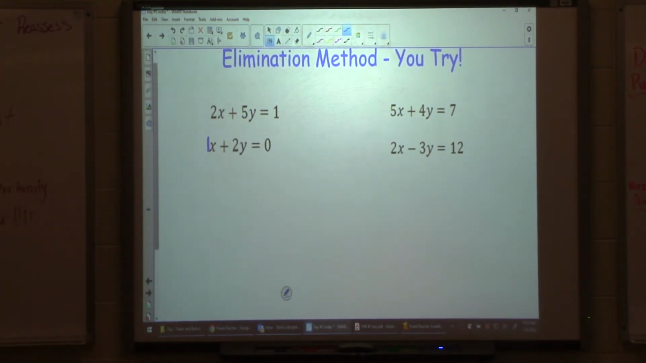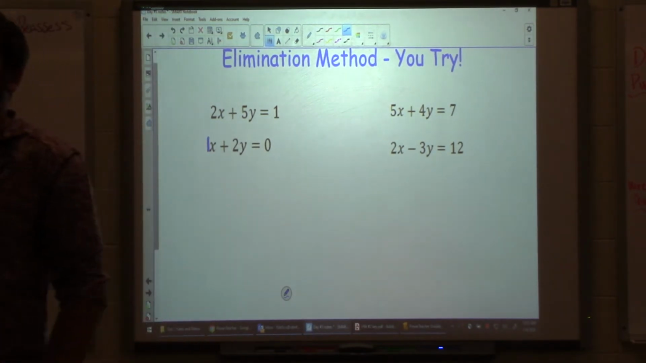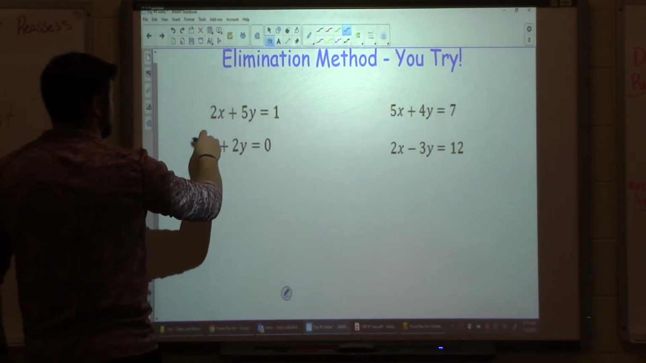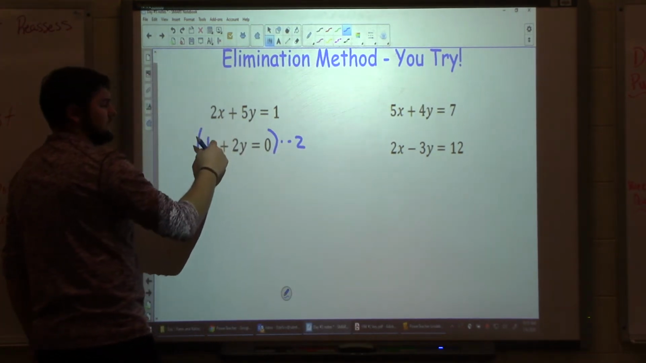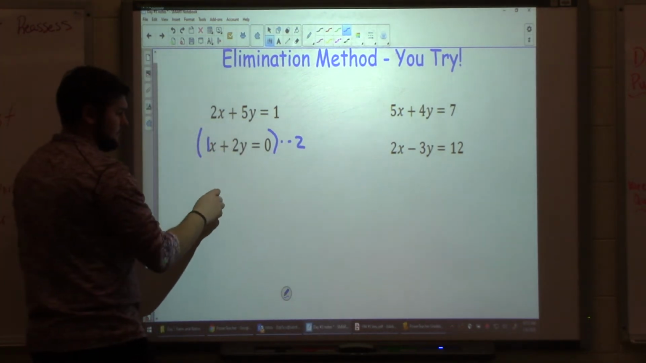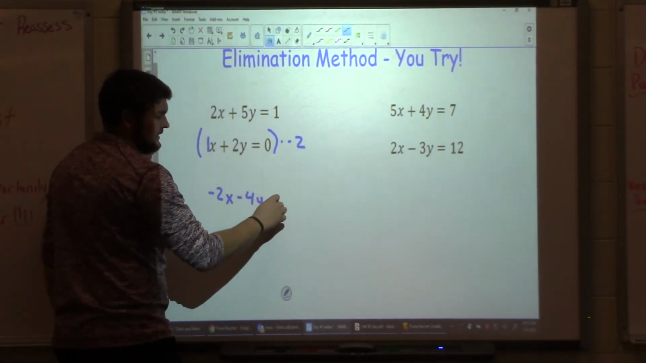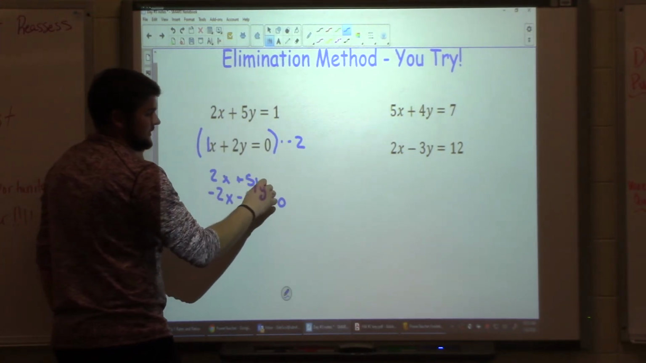Now, what could I multiply one of the equations by to get opposite coefficients? The negative 2 on the bottom. Guys, we are not always multiplying by the same numbers. It's whatever number you need it to be to get your opposite coefficients. So we're going to multiply this bottom one by negative 2 so that I can get 2x and negative 2x. Right? So negative 2x minus 4y equals 0. And I'm just going to bring that top one down with me. 2x plus 5y equals 1.